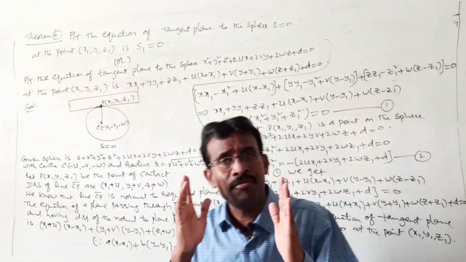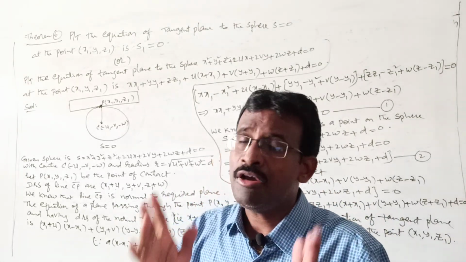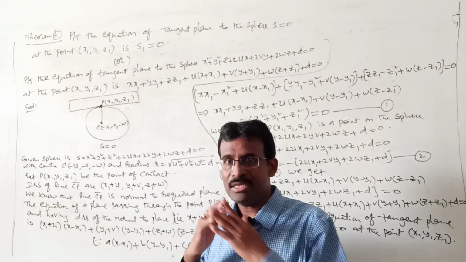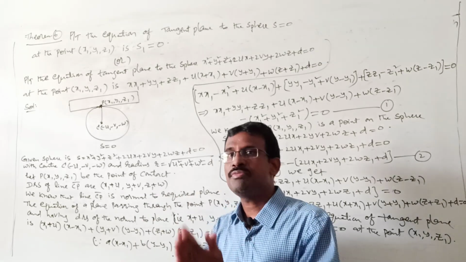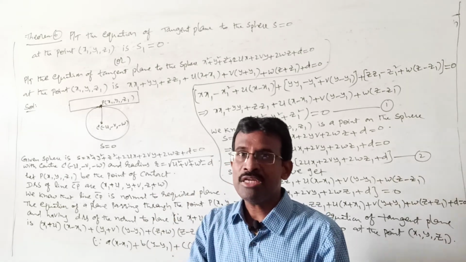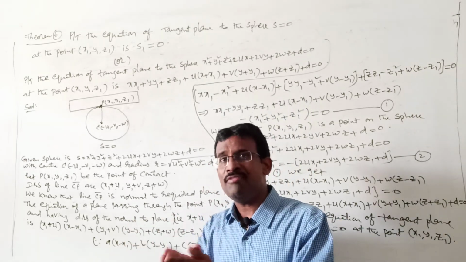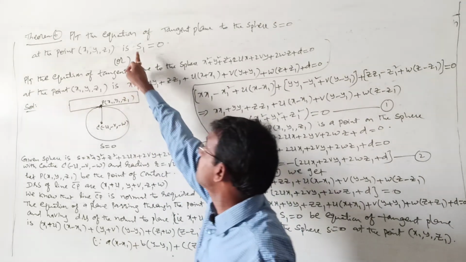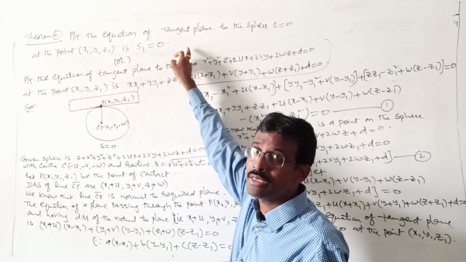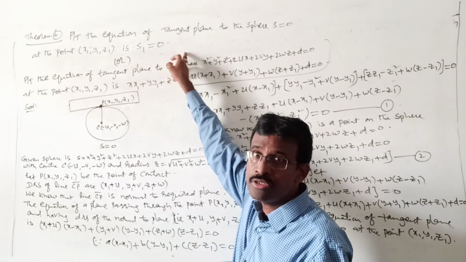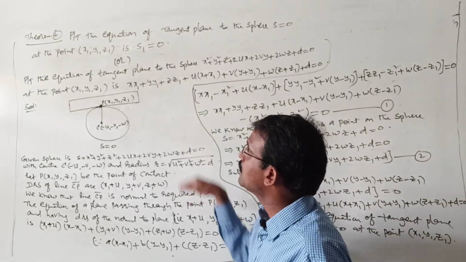The equation of the tangent plane to the sphere S equal to 0 is S1 equal to 0. The equation of the tangent plane to the sphere S equal to 0 at the point (x1, y1, z1) is S1 equal to 0. In the problem-solving part, all of you must remember this formula. This is about your theorem.